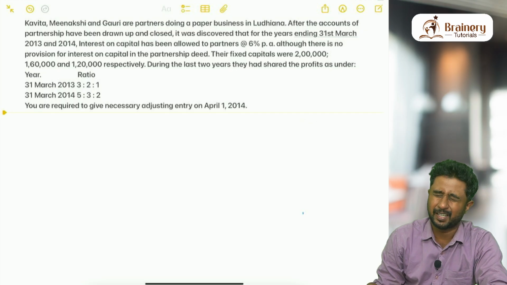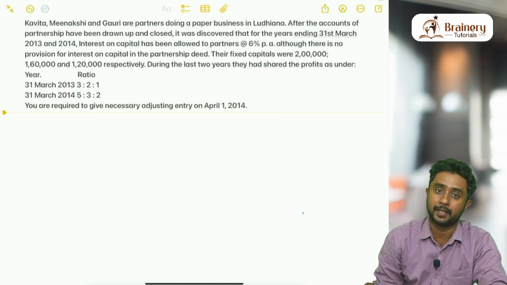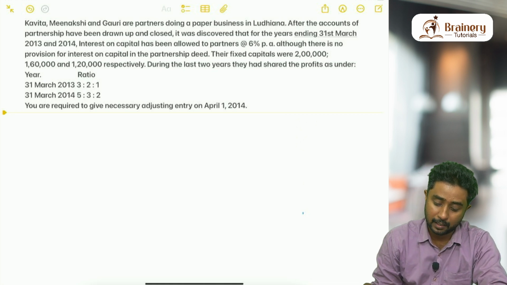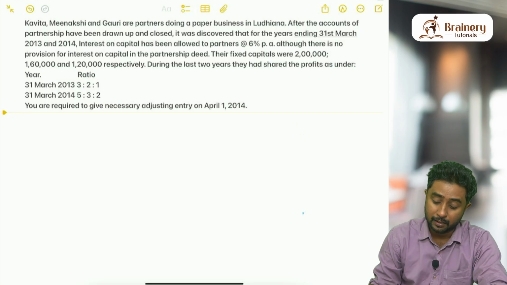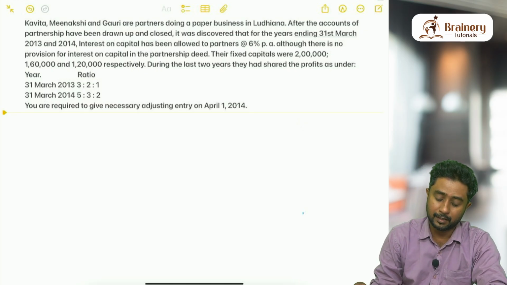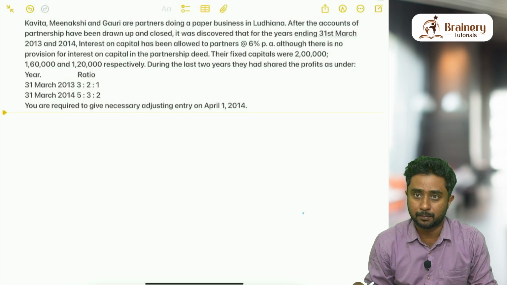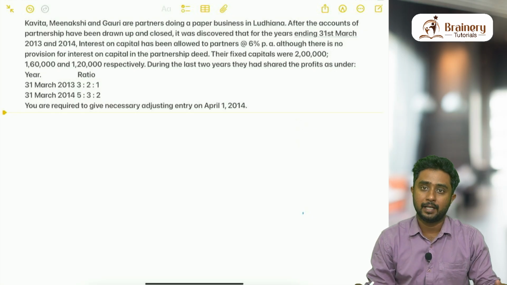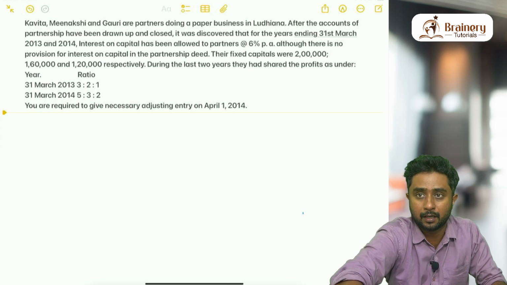This is the question. So as you can see, two things they have done so far. One is 6% interest on capital they have provided for the past 2 years, and second is during the last 2 years they had shared the profits as under. They have not mentioned that the sharing of profit is actually done wrongly. They didn't say anything like that. They are just saying interest on capital was not there, and interest on capital has been provided at the rate of 6% per annum. That means the partnership deed did not mention any kind of interest on capital.